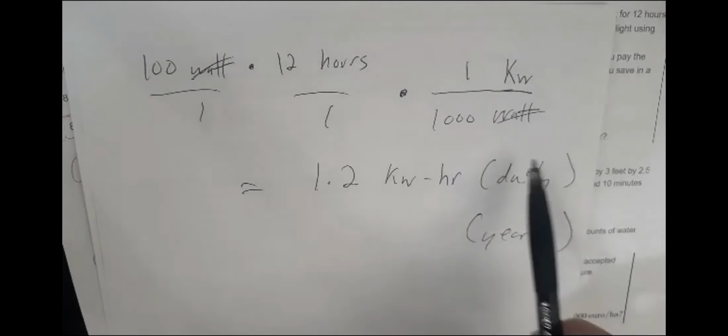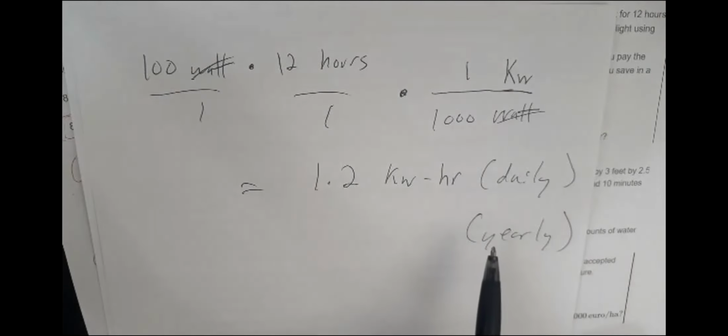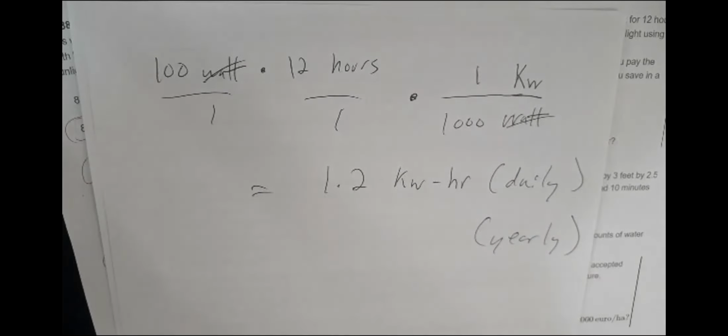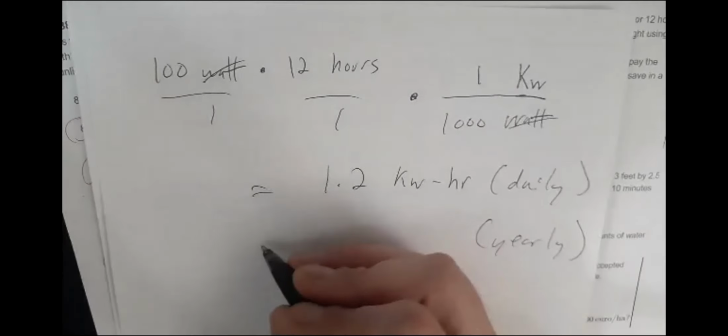Divide by 12. If this is daily, 365. Divide by... multiply by 365. Honestly, divide. If this is each day and they want to know for each year, what would it be? Multiply. It'd be multiplied, yeah.